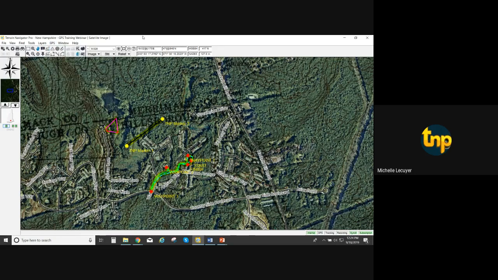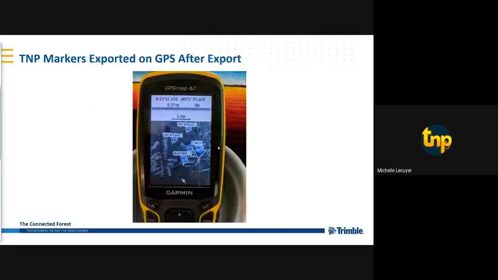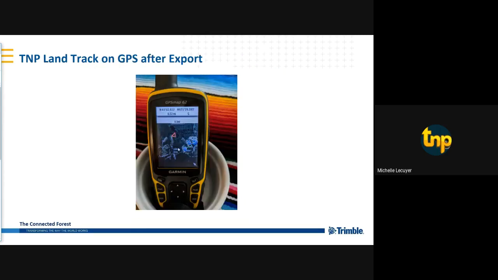I'm going to go back to my PowerPoint. And what you'll see is on my Garmin GPS Map 62, you'll see the TNP markers and so forth. So we already went through the screen. And you'll see my triangle, my pink triangle. You'll see the TNP land track that I created on the GPS device.